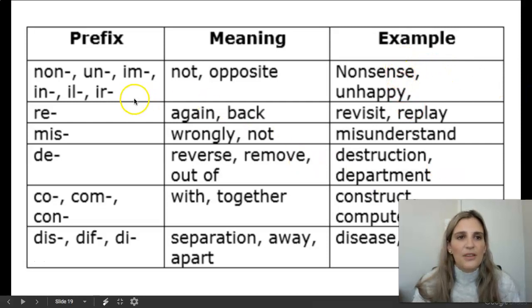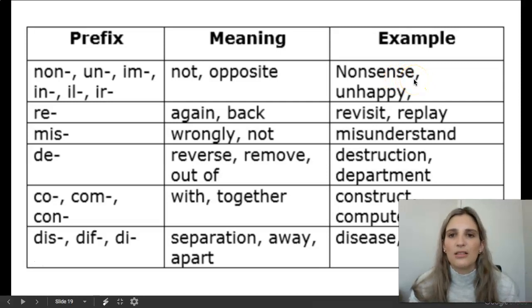Okay, let's look at some of the prefixes and their meanings, and then there's an example. So non, un, im. The meaning is not, or it could mean opposite. So nonsense. You're speaking nonsense now. And again, our same example, unhappy. Can we think of something that im will go with? I'm thinking of the word perfect. If something is imperfect, it's not perfect.